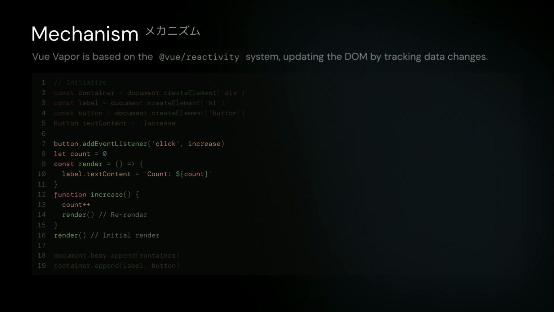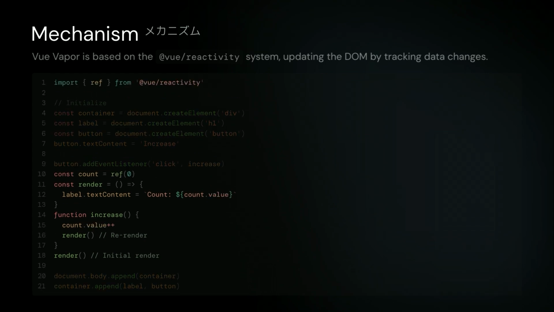Every time it's clicked, the count is increased by 1, and we can call a render function to update the count on the page. That's a basic counter app. Pretty simple, right? Just a bit tedious to write. Now, if we bring in Vue reactivity, we can make count reactive. All we need to do is swap count with ref, and the increase function updates it with count.value++.